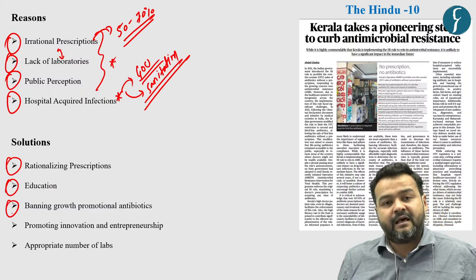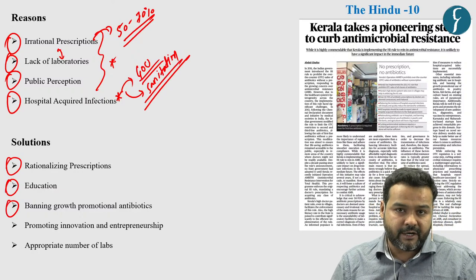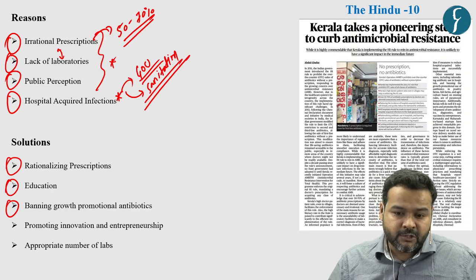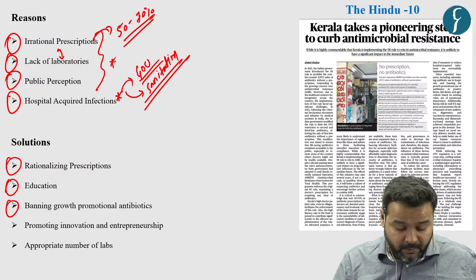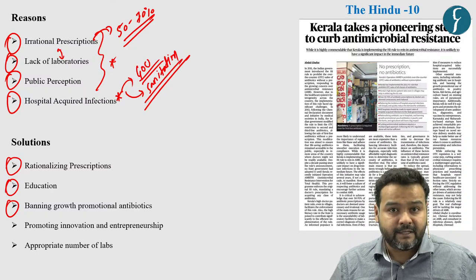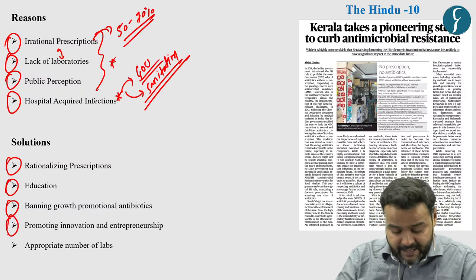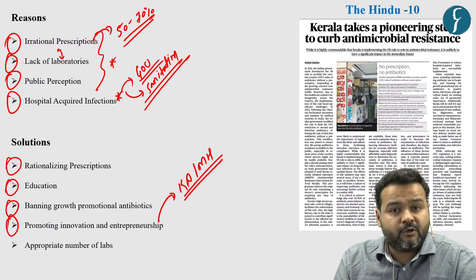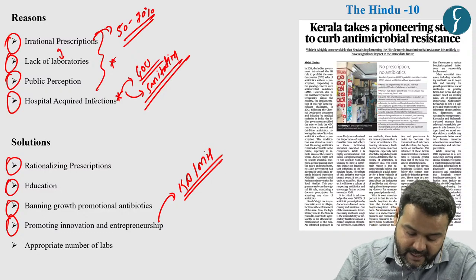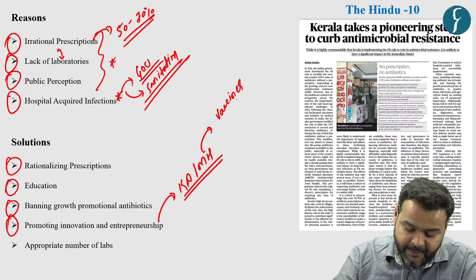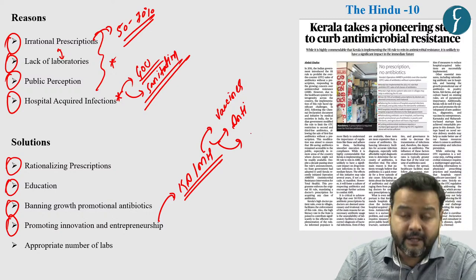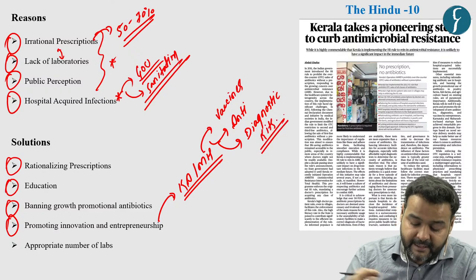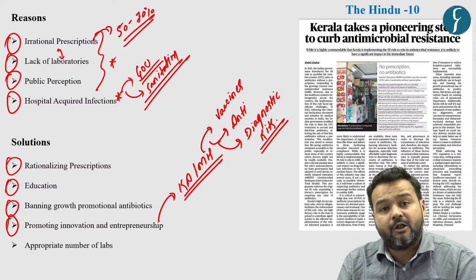Thirdly, the author says there are growth-promotional antibiotics which are being used in poultry, in the agriculture sector, in the production sector, all together. So he says that these growth-promotional antibiotics should be banned completely. Fourthly, he gives a case study of Karnataka and Maharashtra, where entrepreneurship and innovation are being promoted by the government, and through this they are working on developing new vaccines, new antibiotics and new diagnostic kits also. So he says this model should be adopted to find a long-term solution.